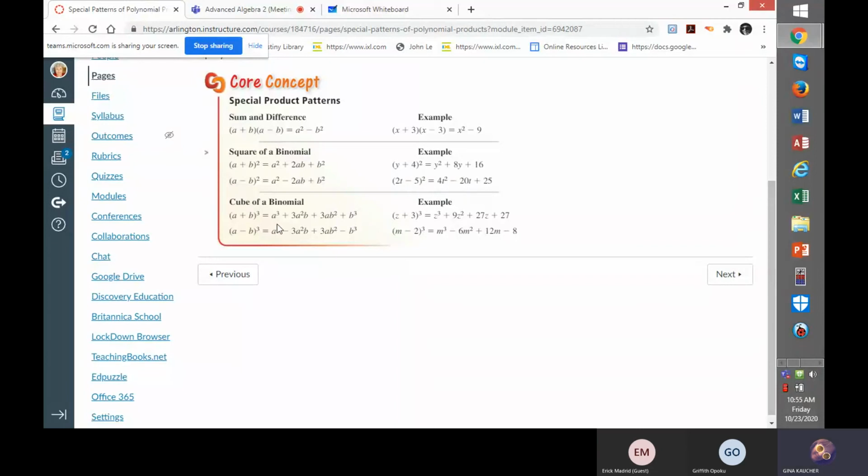Your cube of binomial, they just write it out and want you to memorize it, but it's 1, 3, 3, 1. It's from Pascal's triangle. You just remember that. It's the same thing. So I would prefer if you remember the Pascal's triangle. The very same thing. So remember that, row 3.